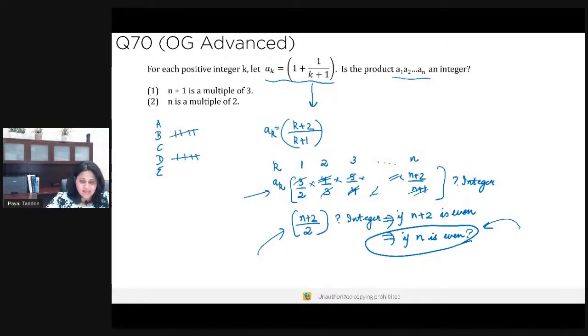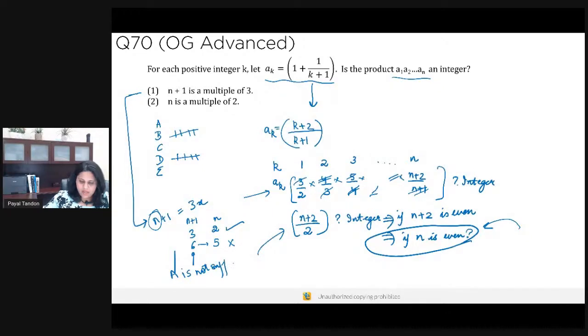Now, once you have this, is n even? Now you take a look at statement number 1. What is statement number 1 saying? N plus 1 is a multiple of 3. All you have to figure out is, is n even? Take a few multiples of 3: 3, 6, 9. Now, this is your n plus 1, which means what is n over here? N is 2. In this case, it's even. In this case, n is 5, which is not even, which means statement A is not sufficient. So A and D cannot be my answers.